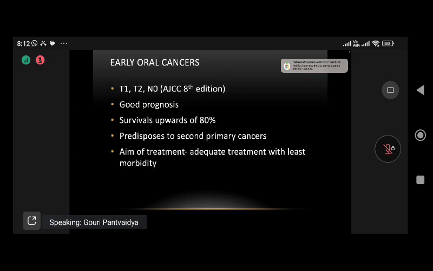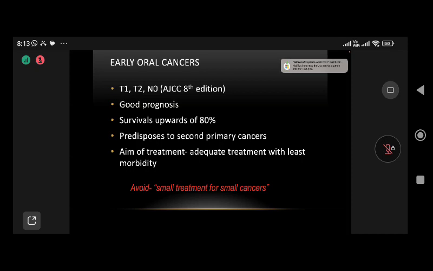Now, the aim of treatment in early oral cancers is adequate treatment with least morbidity, because most of these patients are going to live long. The dictum that you have to understand when you're treating early cancers is that we have to avoid small treatment for small cancers.